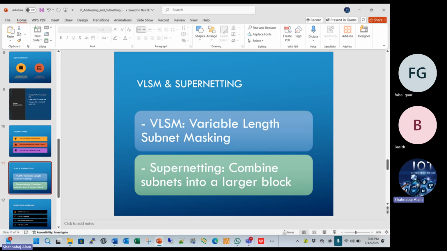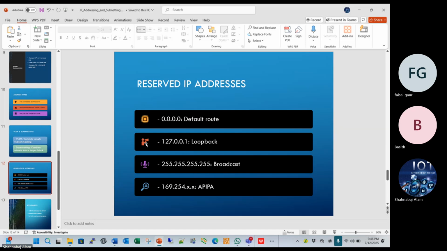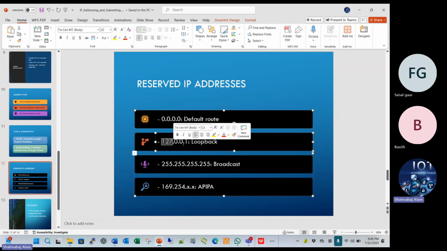So this is also the subnetting part, and these are the reserved IPs. 0.0.0.0 is the default router; when you perform routing, you can use the default route. 127.0.0.1 is the loopback IP address, used for loopback purposes. This is the broadcast IP address. And if you have not configured DHCP on your switch, router or any device, the IP address assigned automatically is the APIPA IP address.